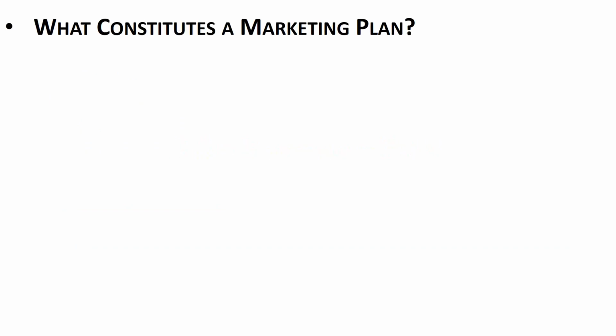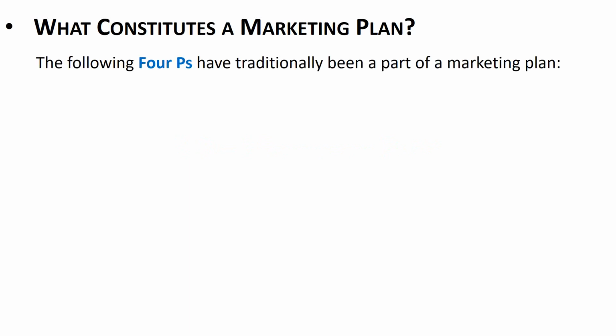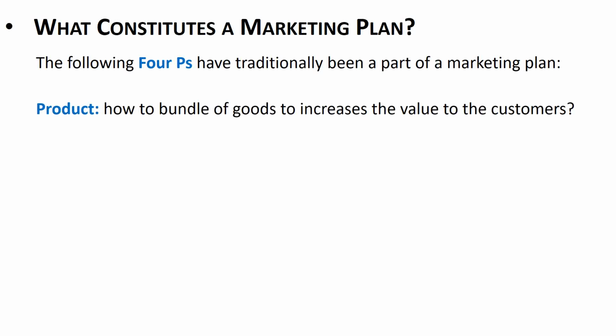Now let's go to the marketing plan, the end result of marketing management. So what is a marketing plan? What constitutes a marketing plan? The following 4 P's have traditionally been part of a marketing plan. Now they have developed into more P's, but the 4 P's for the longest of time, even now, capture the essence of a marketing plan. The first P is the product.